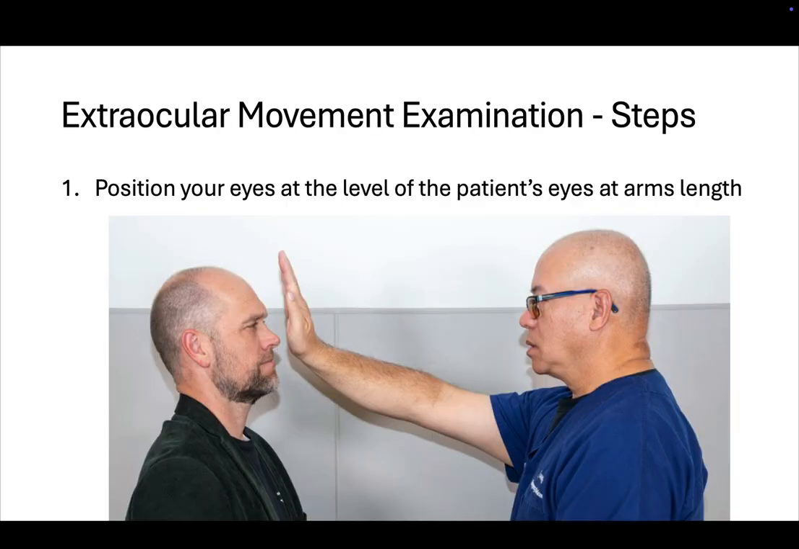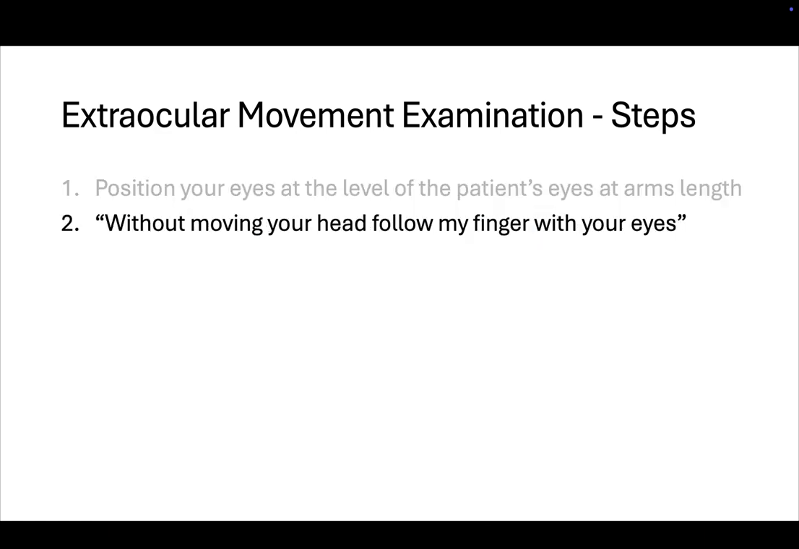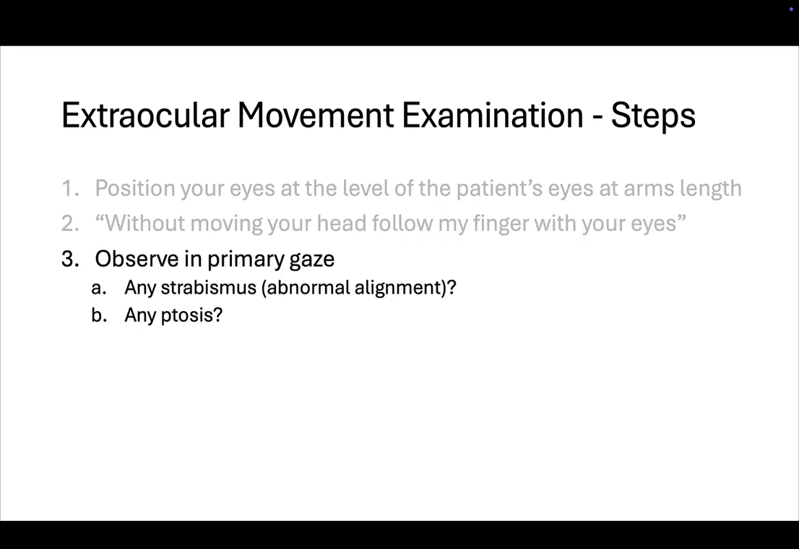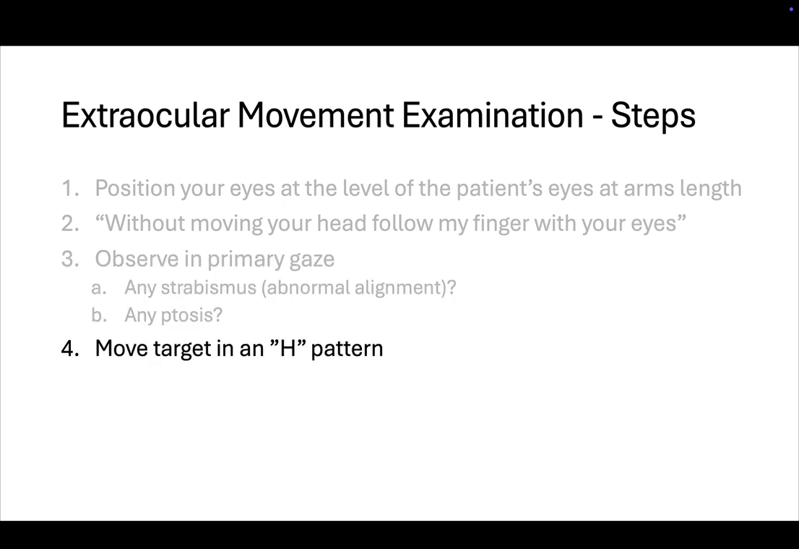The first step in the extraocular movement examination is to position your eyes at the level of the patient's eyes at arm's length. Without moving your head, follow this object with your eyes. Also observe for any ptosis, which is eyelid drooping. In the patient's primary gaze, observe for any strabismus, which is abnormal alignment. Move the target in an H pattern.